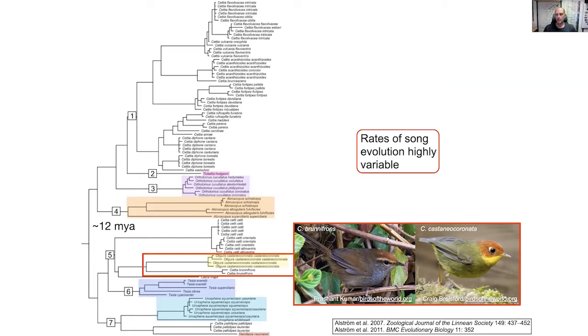So if we look at this sister pair here, the gray-sided bush warbler and the chestnut-headed tesia, we'll just first listen to the gray-sided bush warbler.